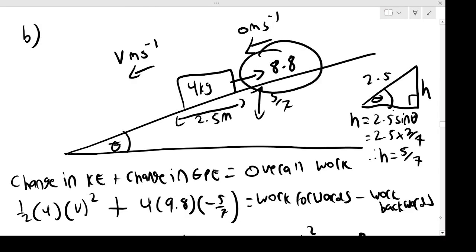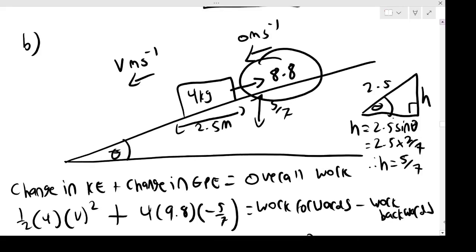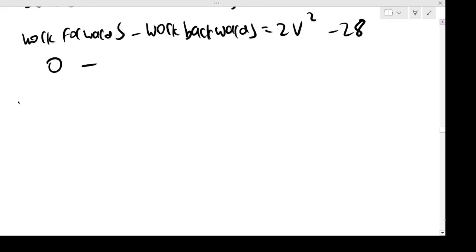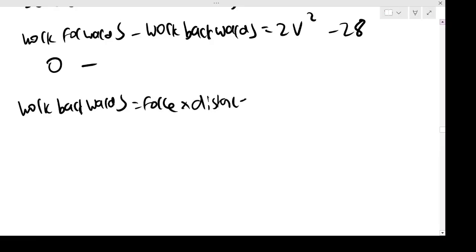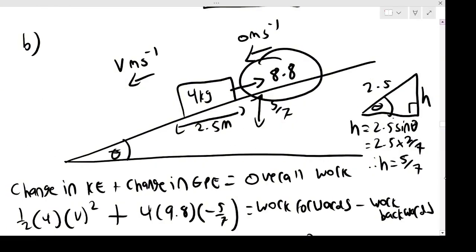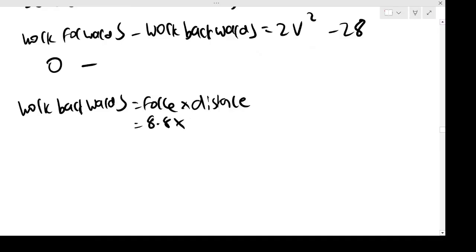So if I just do it quickly here, the work backwards is again force times distance. That's my work formula. My backwards force is again 8.8, times the distance, which is 2.5. We can work that out to be 22. So my work backwards is 22. So subtract 22 here to equal 2v squared minus 28.